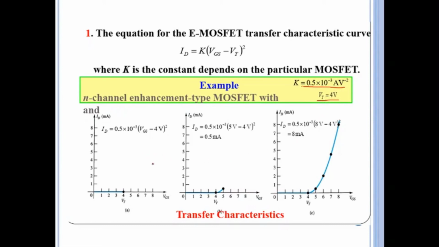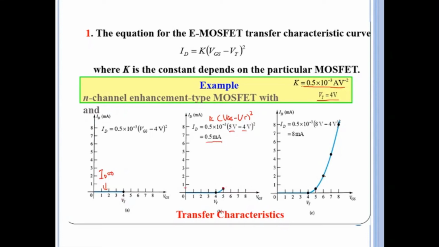So you can draw the graph. Below Vt, ID is 0, because it is below the threshold voltage. Above the threshold voltage, you apply k times (VGS minus Vt) squared. You just put the k value here, and for example, VGS here is 5. So 5 minus the threshold voltage of 4 is 1. You get 1 squared times 0.5, so you'll get the ID of 0.5 milliampere. So it will be this point. You can plot the point.